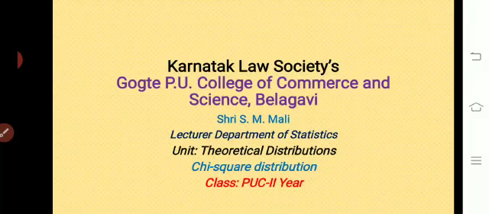In the previous class, we completed the examples on Poisson distribution. Madam has already started with the normal and standard normal distributions. She will complete the normal and standard normal distribution. Today we are going to deal with the next distribution, that is the chi-square distribution.